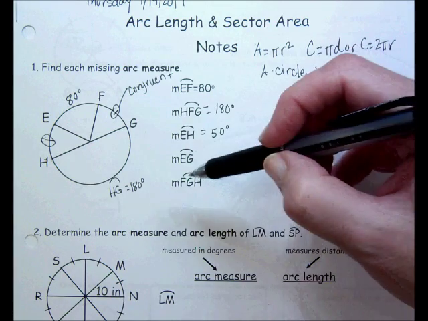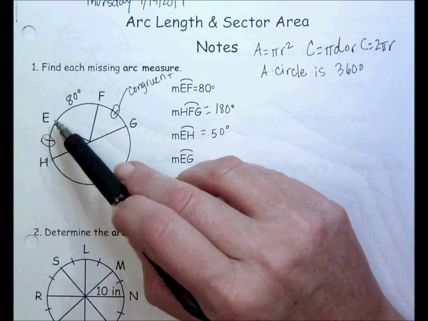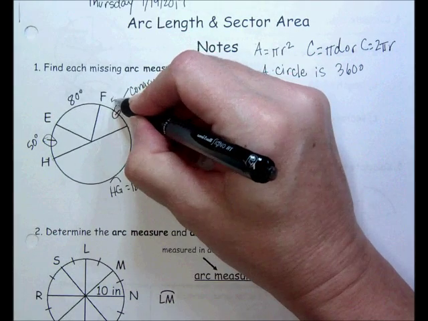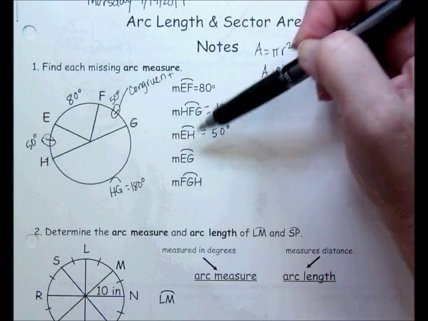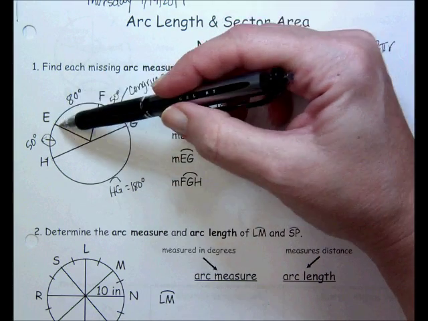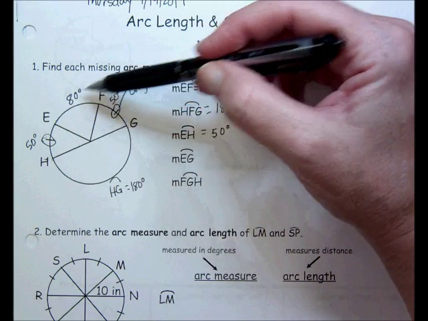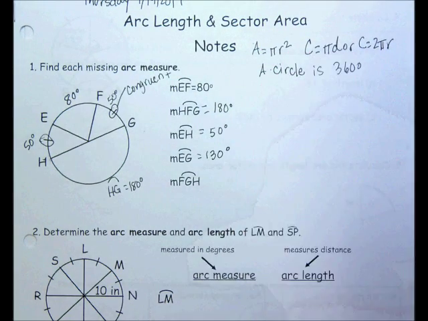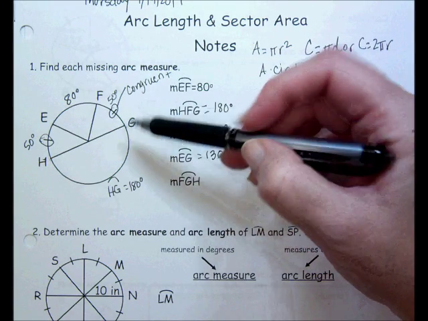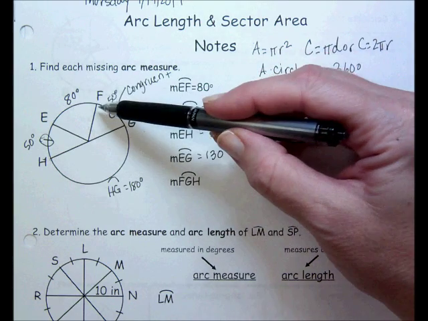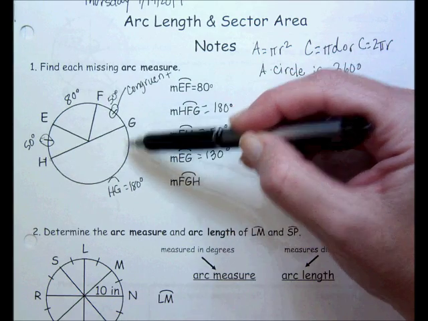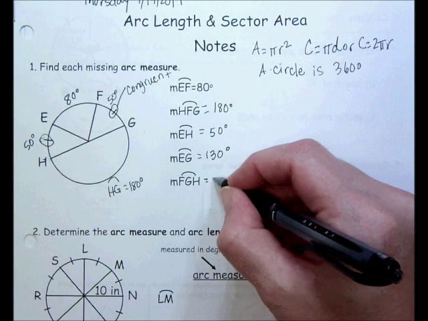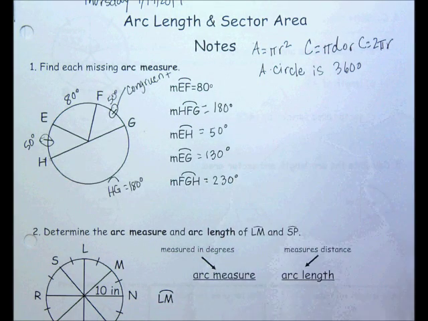Now, moving on along to arc EG. This is 50 degrees, and knowing it's congruent to this arc over here, that one is 50 degrees too. They wanted you to find the measure of arc EG, so I add 80 plus 50, which equals 130 degrees. The next one asks you to find the measure of arc FGH. Here I have to add 50 and 180, and when I do that, it's 230 degrees.